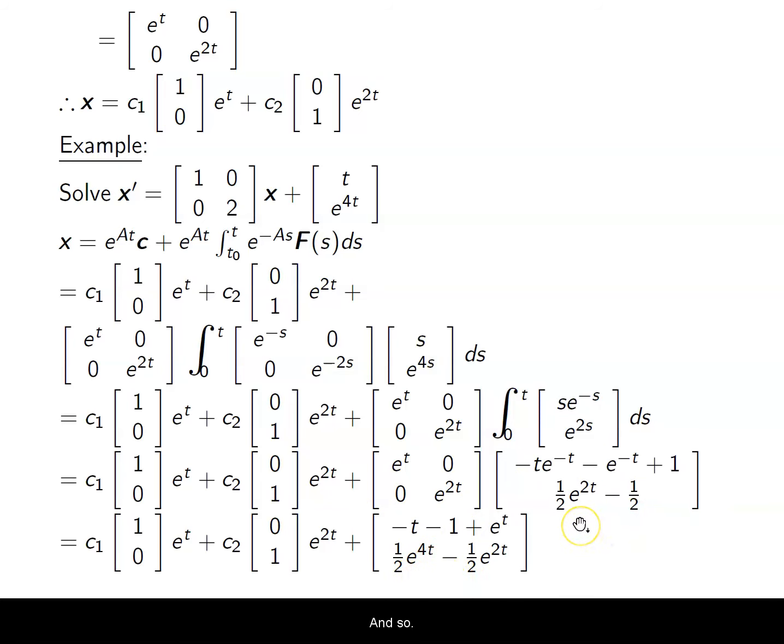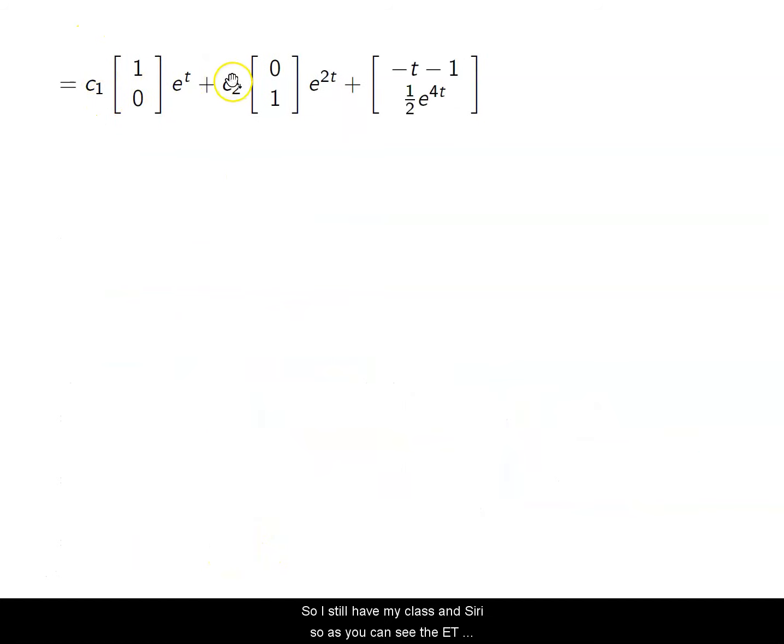I don't know if you can see this, but if I were to try to pull these apart a little bit, I have a single e to the t here, and I have an e to the 2t here, right? They're both kind of isolated. They can be thought of as multiples of these two vectors that are here already. So these two things are not going to just disappear, but they're going to get absorbed by the C1 and C2 constants here. Okay, so I still have my constants here.